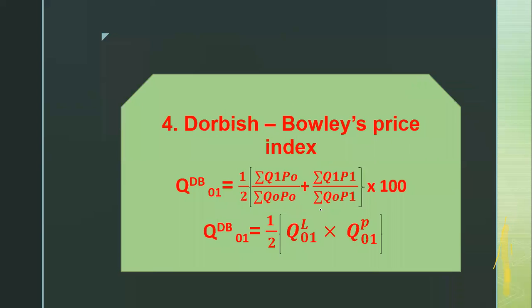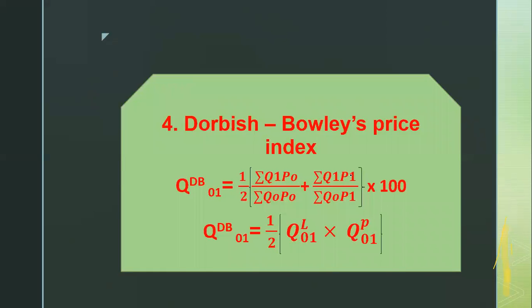Next method is Dorbish-Bowley's price index. If you see the formula here again, it is the same formula as price index. The change has happened between the price and the quantity. So now what do we do here, we are taking both the Laspeyres quantity index and the Paasche quantity index formula. There we were taking the Laspeyres price index and the Paasche price index.